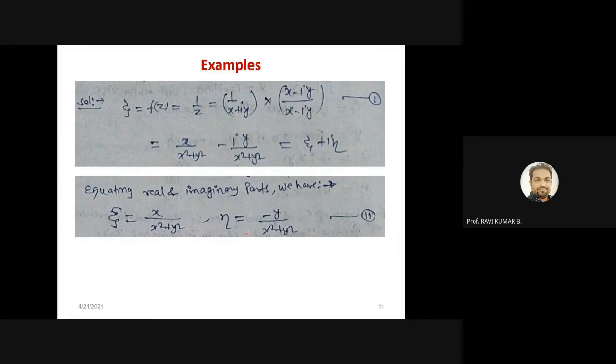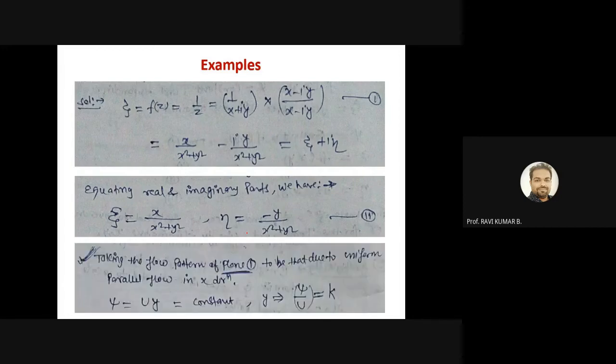Usually we write psi for uniform parallel flow along the x-axis. What is the value of psi? That is u into y, which is constant. So for the flow pattern due to uniform flow parallel to the x-axis, psi is given by u into y, which is also a constant. I am writing that constant as capital K. So from here, I can write y is equal to psi divided by u, which is a constant. So I got the value of y from this: y is equal to K.